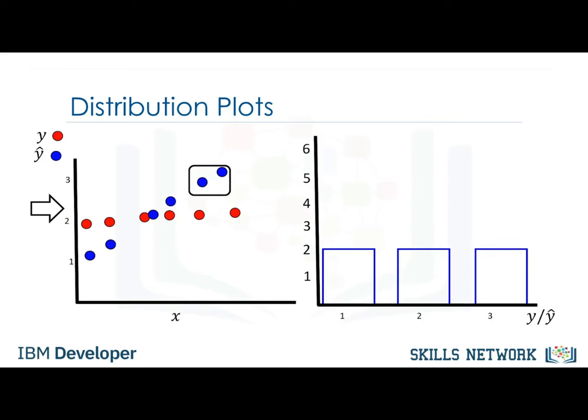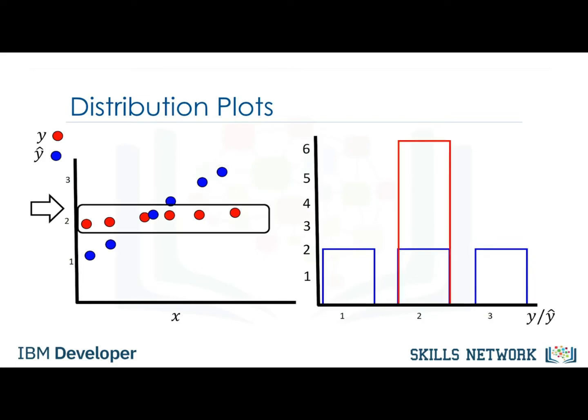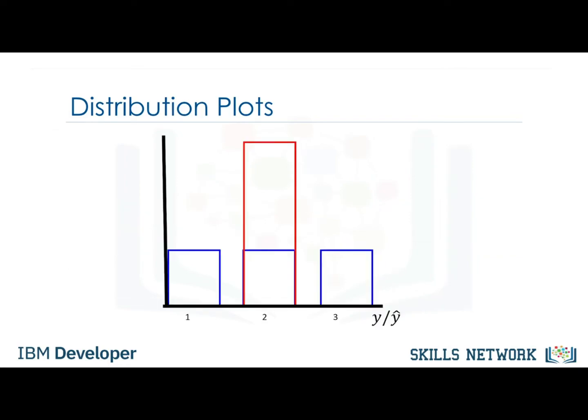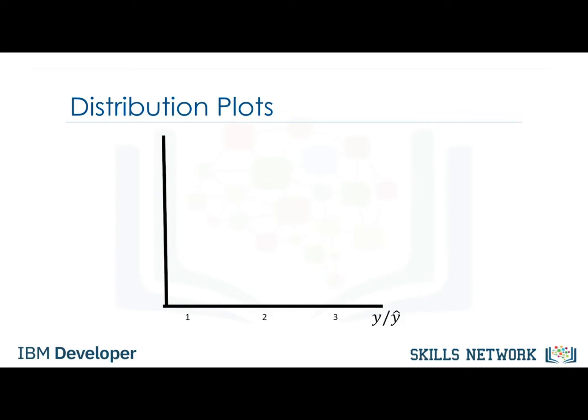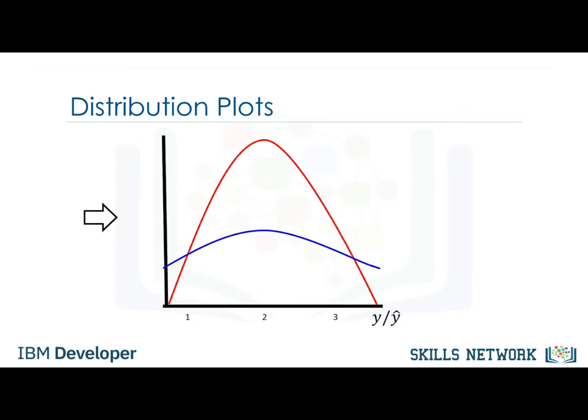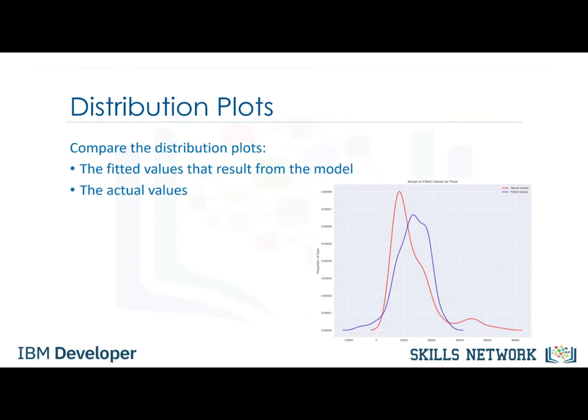Then we repeat the process for the target values. In this case, all the target values are approximately equal to 2. The values of the targets and predicted values are continuous. A histogram is for discrete values. Therefore, pandas will convert them to a distribution. The vertical axis is scaled to make the area under the distribution equal to 1. This is an example of using a distribution plot.